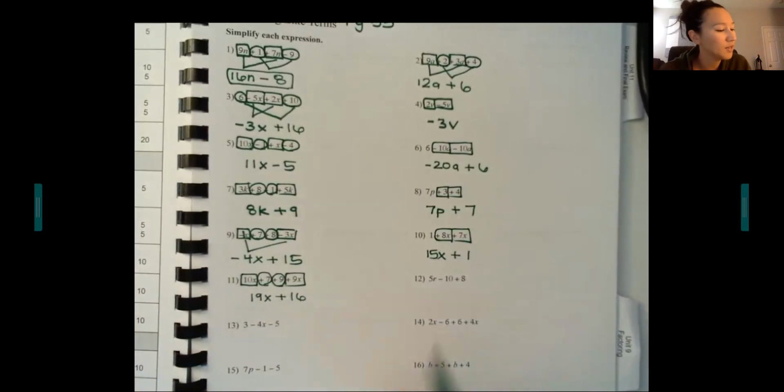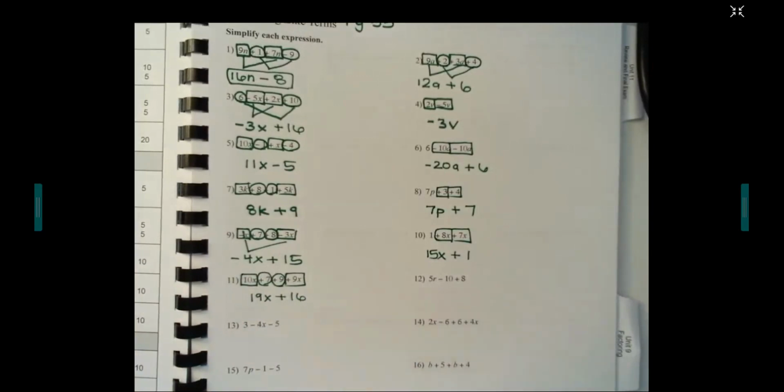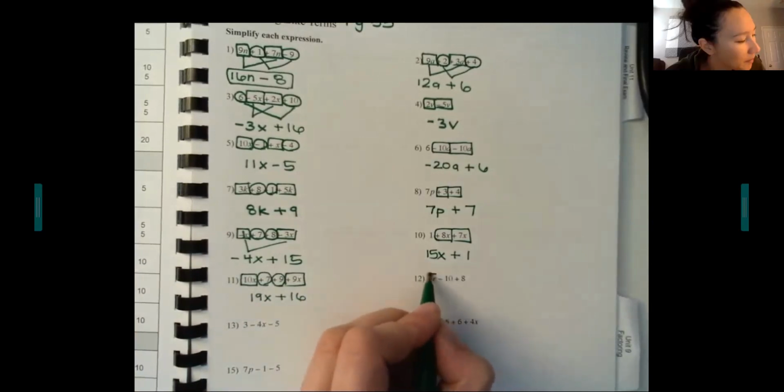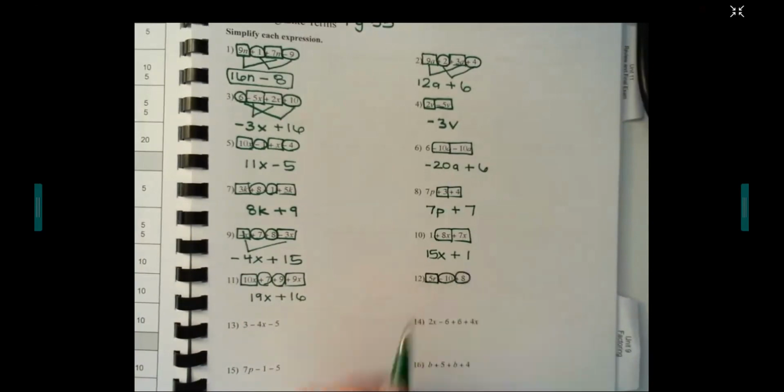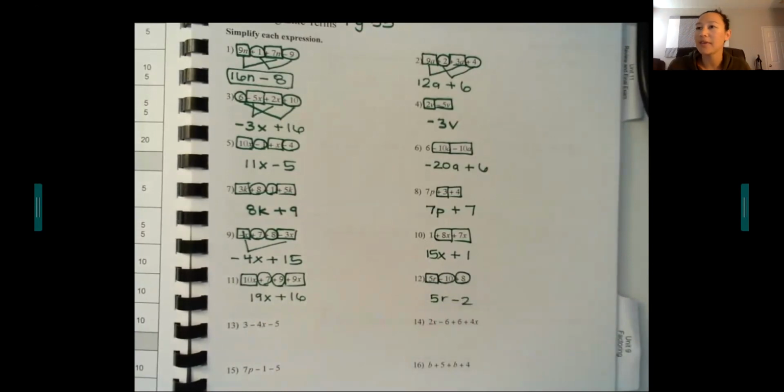Okay, Savannah, can you do number 12 for us? Yes. I first started at boxing 5R. And then I circled -10, and then I circled the 8. Very good. My final answer was 5R. I think it was, one second, a -2. Excellent, very good. Thank you, Savannah.